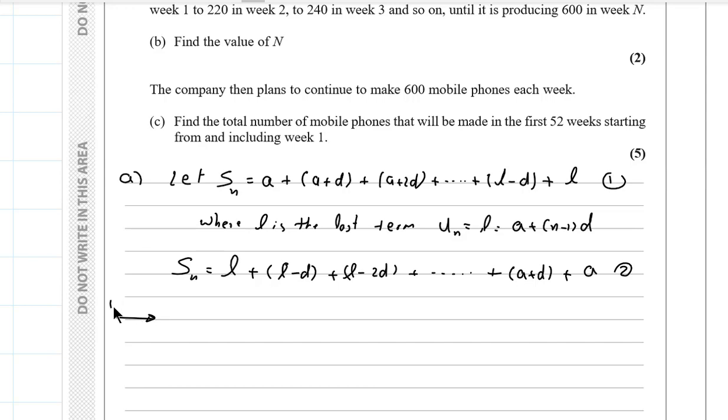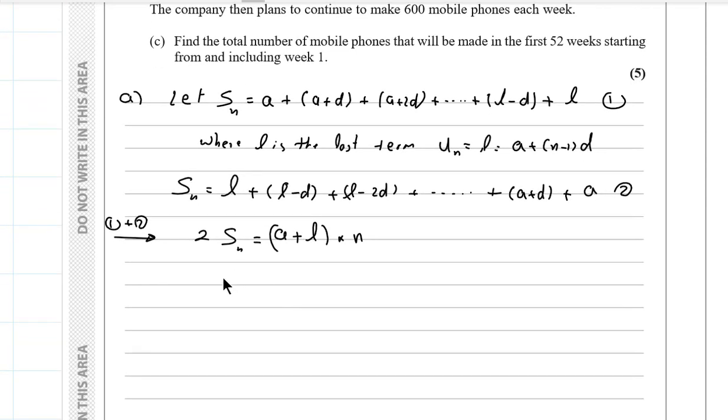Adding 1 and 2, we get double of the sum. 2Sn equals, if we add a plus l here, this is the first term plus the first term. When we add the second with the second, d will cancel negative d, and we also have a plus l. And the third with the third will also be a plus l, because 2d will cancel negative 2d. So we have n times (a plus l). Finally, you can write Sn as n over 2 multiplied by (a plus l). And as we stated before, l is the nth term, so we can write it as n over 2 multiplied by (2a plus (n minus 1)d).